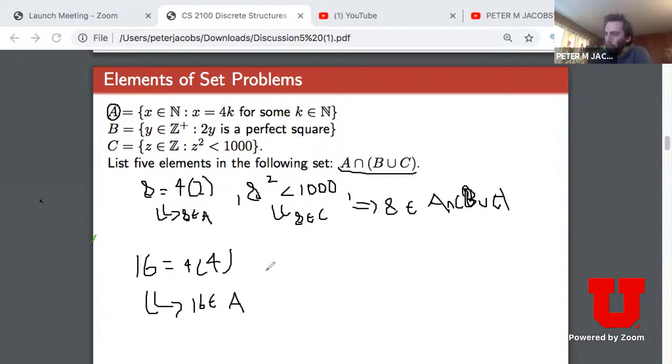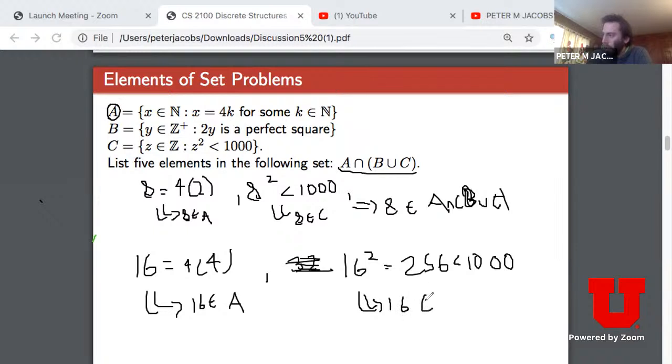So 32 is equal to, oh, actually, no. This number is not in C, so it's not in B. So we can only check that it's in C, and it is in C because 16 squared is, I think, 256, and that's much smaller than 1,000. So 16 is in C. So therefore, 16 is in A intersection B union C.